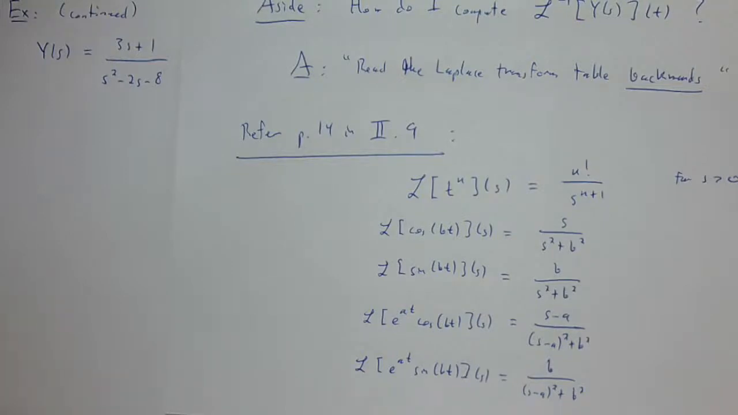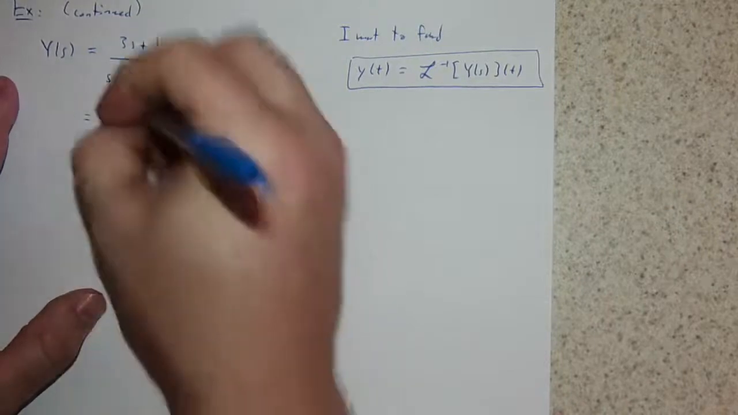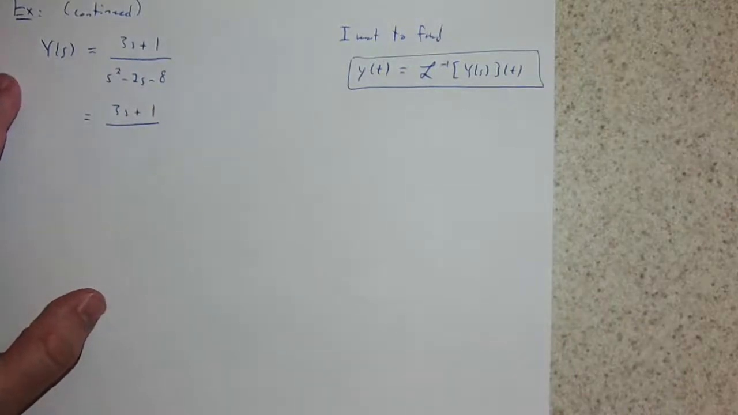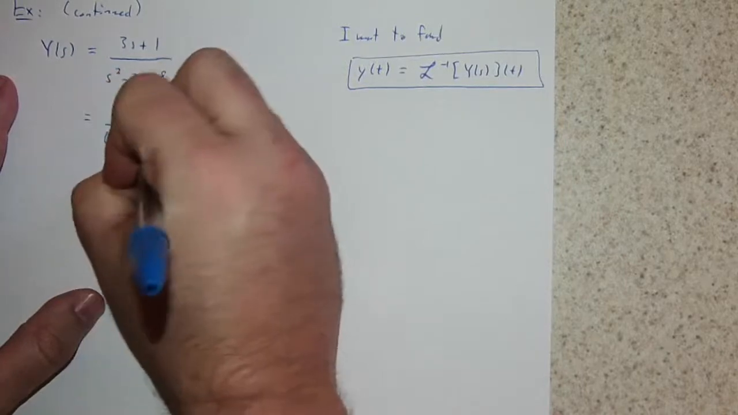So what do I do here? I want to put it in some form that is going to show up here. What does this look like? First of all, you might notice this denominator factors. So I could rewrite this as 3s plus 1 over, how does that factor? It's s minus 4 times s plus 2.